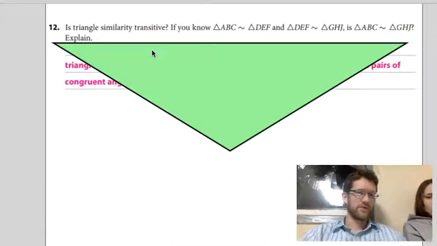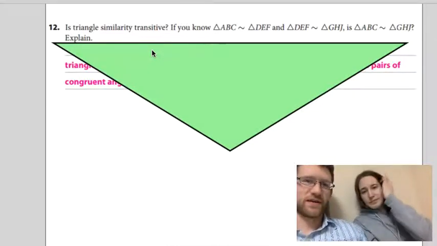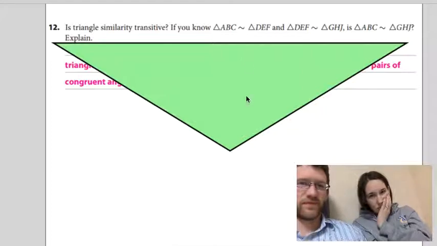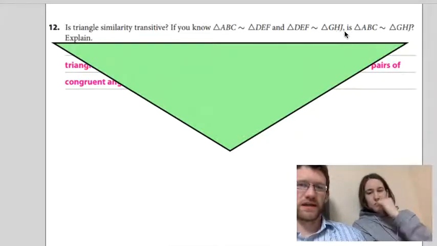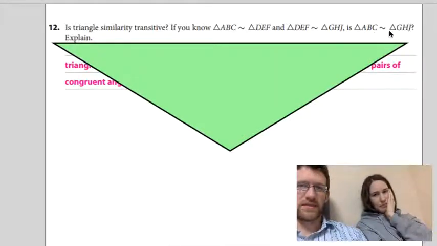Hey, wife, I got a question for you. Oh no. Is triangle similarity transitive? If triangle ABC is similar to triangle DEF, and triangle DEF is similar to triangle GHJ, is triangle ABC similar to triangle GHJ? What do you think?